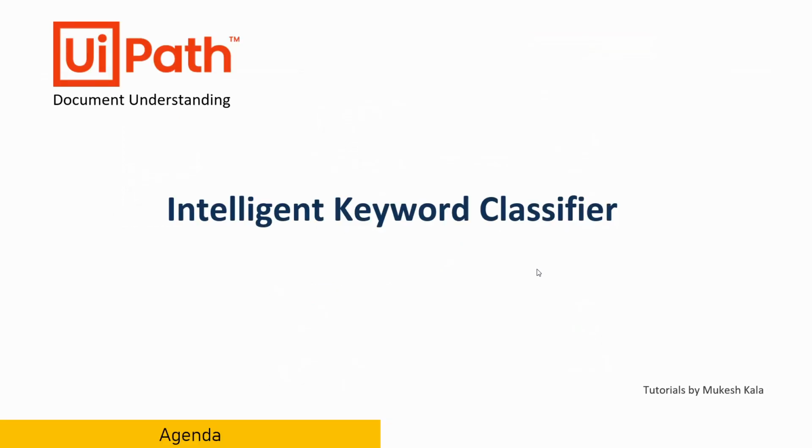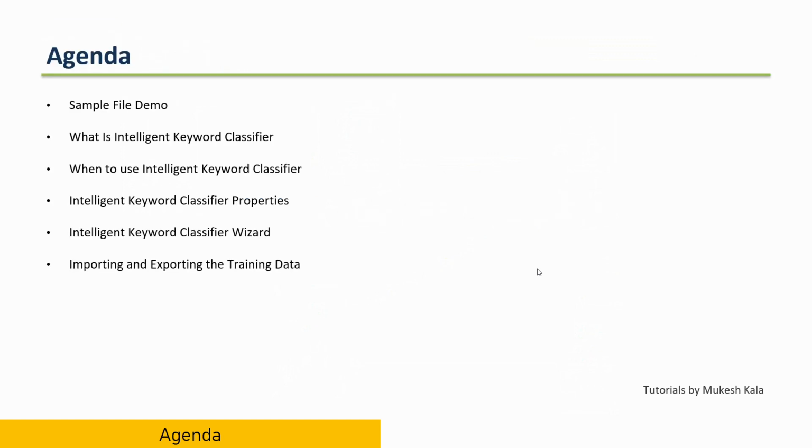Today in this video, our agenda would be to explain more about the intelligent keyword classifier, how it works and why it is important. First of all, I would be showing you what sample files are available for the demo. Post that, I am going to explain what the intelligent keyword classifier is, when to use it, what its properties are, how you use the classifier wizard, and then the important thing, how you import and export the training data. All of this we are going to do in a step-by-step manner. So this would be our complete agenda for today.